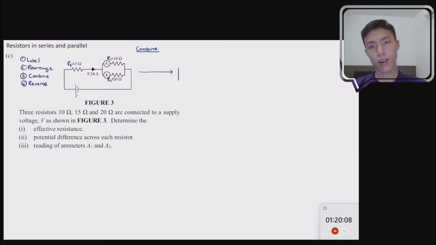The next diagram, R3 is still here, but you have R12 over here. So this is R3. Don't need to worry too much about the ammeter because this is combined. We are just finding effective resistance, so don't need to worry where the ammeters actually are. Then if you combine R12 and R3 in series, you get R123.